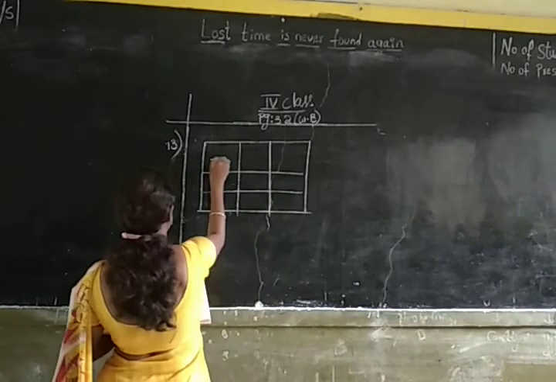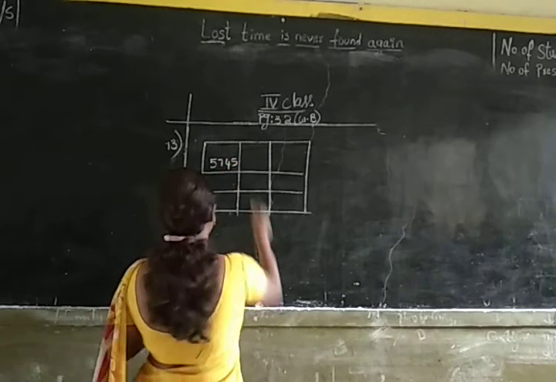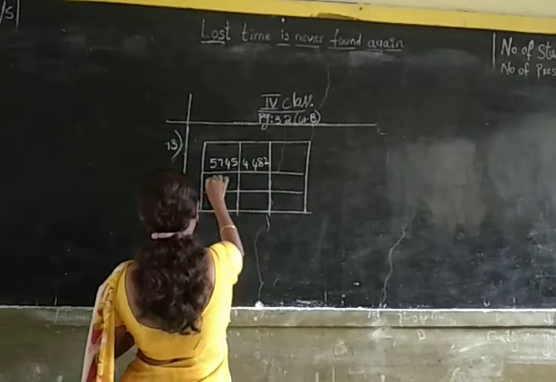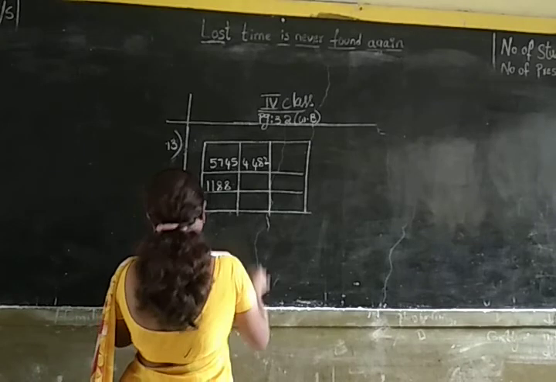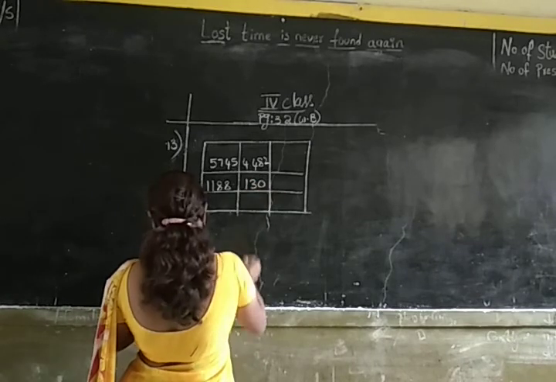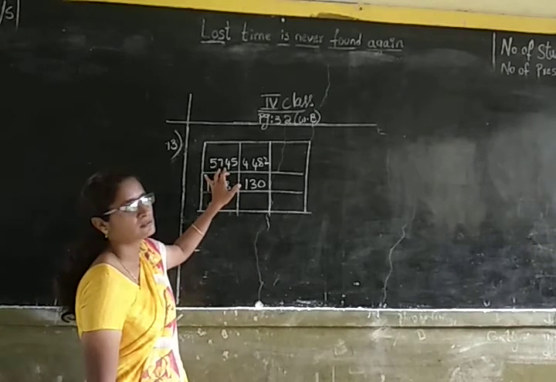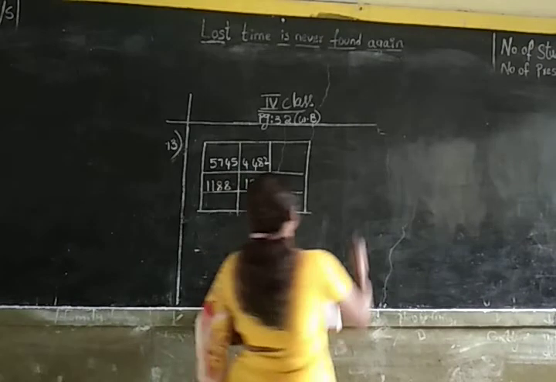So here it is given 5745 and 4482, 1188, 130. Okay, these are the numbers given here. First you have to subtract these two numbers and find out the answer here. Okay, let us do the subtraction.